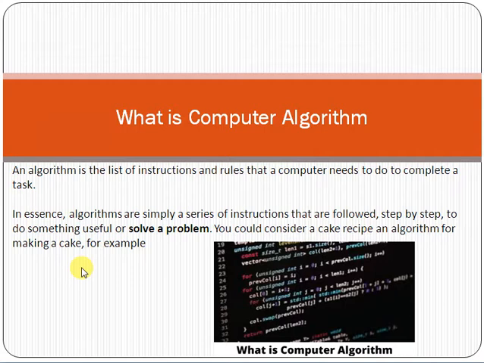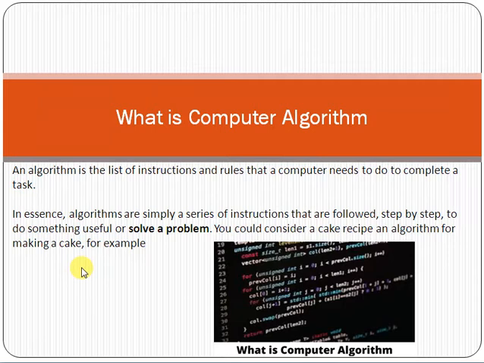So friends, let's start. What is a computer algorithm? Whenever we want to execute some task through a computer, we have to give some instructions to the computer. This list of instructions and rules that the computer needs to follow to complete any task is called a computer algorithm. In essence, algorithms are simply a series of instructions that are followed step by step by a computer to do something useful, solve a problem, or produce some result.